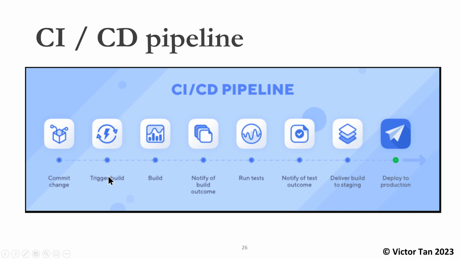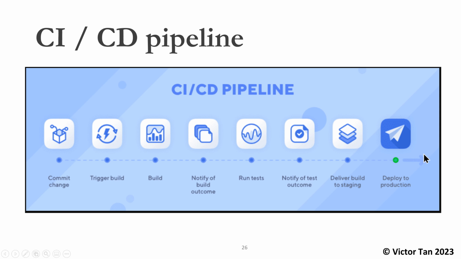Okay, so this is your CI/CD pipeline. From the moment you click the commit button on your VCS client or on your IDE, it goes through a build process. Then there's a notification of build outcome. So compilation is okay, then you run the test. There's a notification of test outcome, test is okay, then you deliver the build to staging, then the staging is tested, then everything is okay, you move it to the production server.